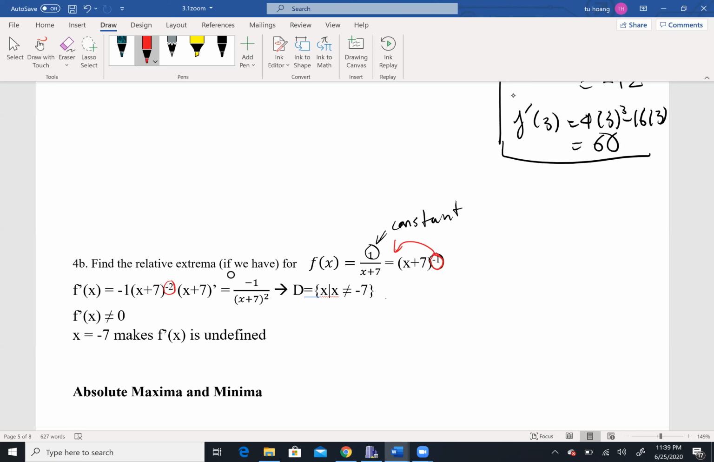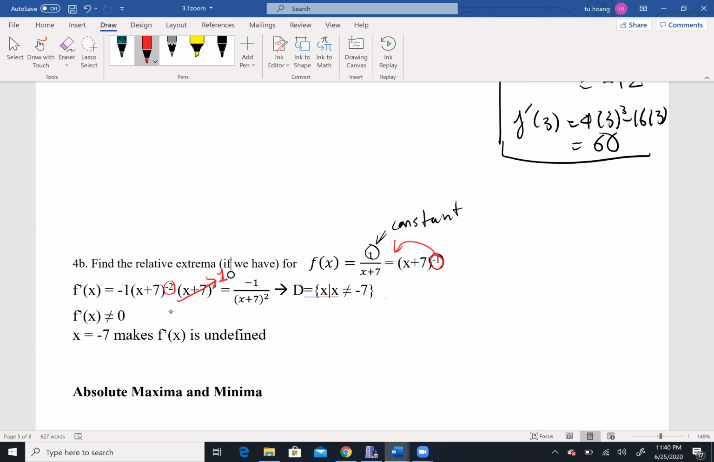Okay, and now I may have one more step, but you should know that this x plus 7 derivative will give you the number 1. So you don't have to worry about that. And you're just going to have negative 1 over (x plus 7) to the power 2. I just changed it to the positive power.